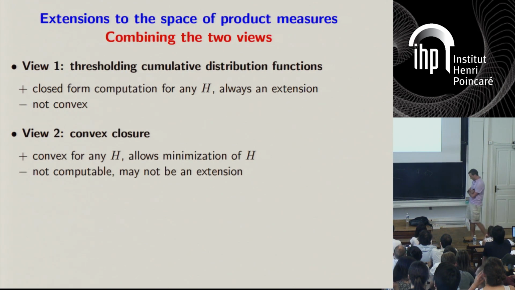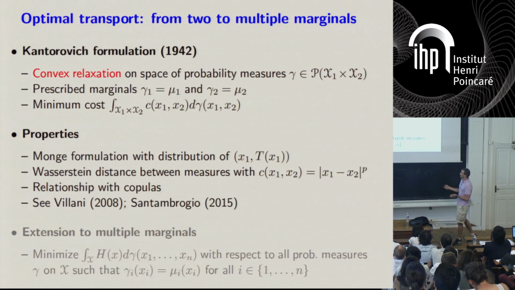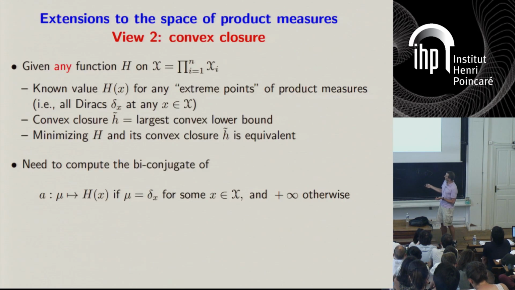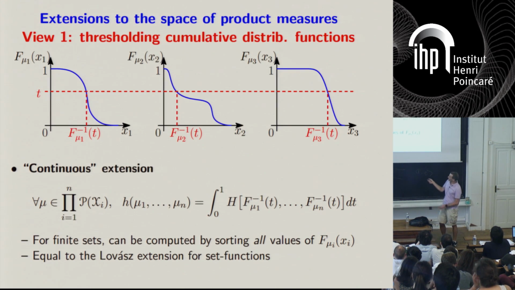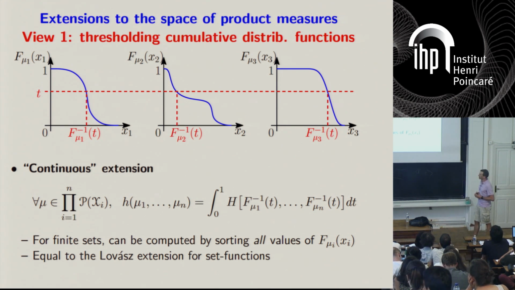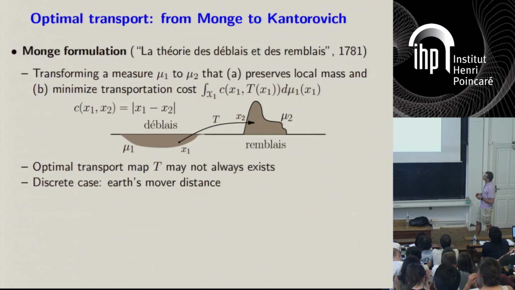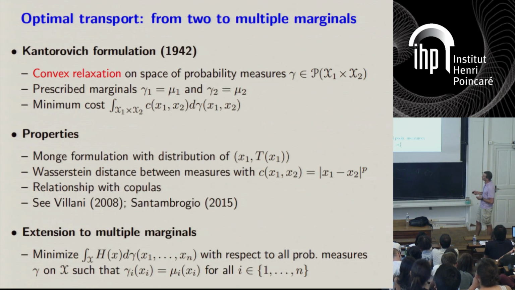All right, so now to summarize, we have 2 views. First, the view through the CDFs, where you take a random t. Let me go back to that view. You take a random t, and then you take values of h after you take the inverse CDFs. This is the first view, and the second view is the convex view.